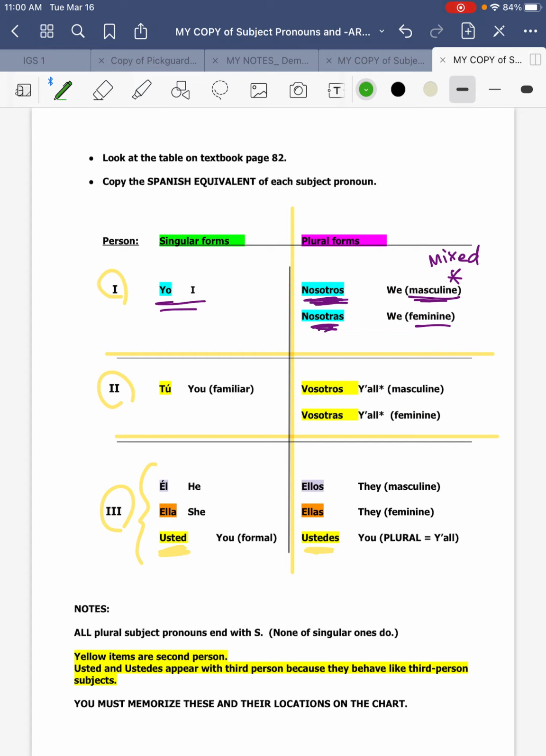From the second person, tú, this is my familiar. This is the one I'm using most often. I'm using this with friends and family members. Tú is you. Tú sounds like the number 2. That's going to help me remember that that is second person. Now there is a plural form, vosotros y vosotras, but they only use this in Spain. That's what that little asterisk is, and we're not really going to work with it. I will teach it, but I will not assess it because it is only used in Spain.